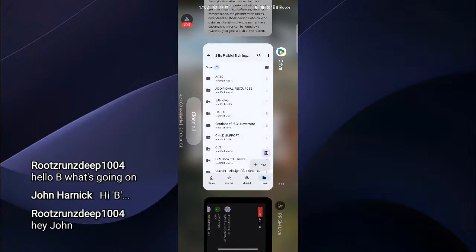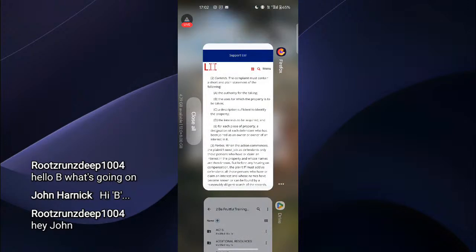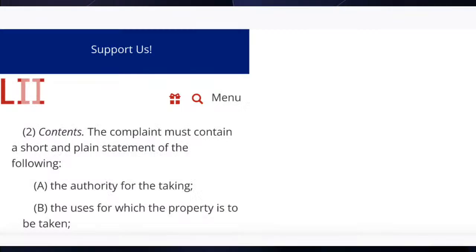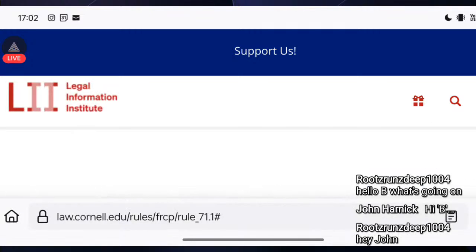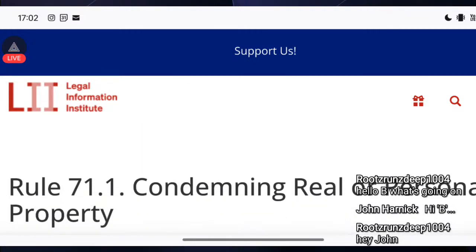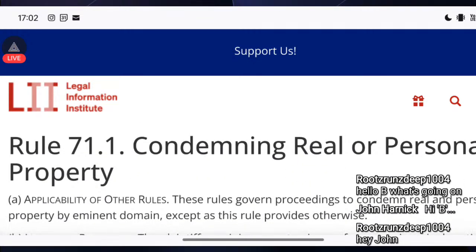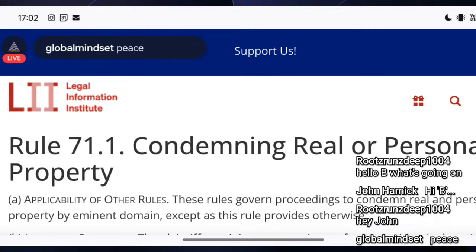So today, I'm going over land condemnation proceedings. So we have Rule 71.1. This is out of the Federal Rules of Civil Procedure. Now, I'm not saying this is the answer. I'm just saying it's important to know how we got here.